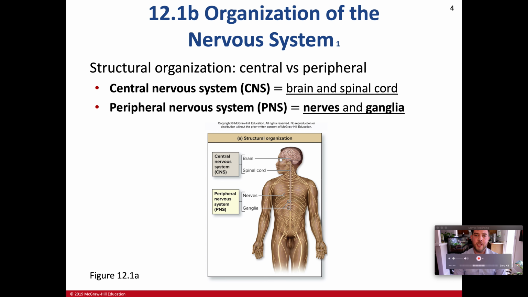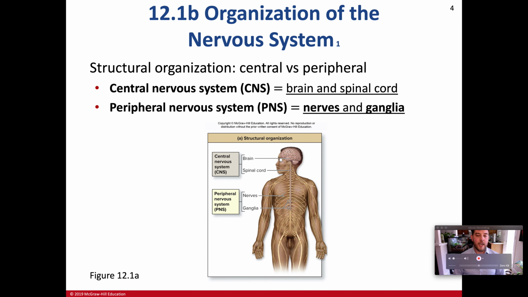This nervous system can be organized a couple different ways. Your book makes a good point though. There is only one nervous system. All of the nerves throughout your body, you only have one nervous system, even though we do divide it into different components when we talk about it. So the structural organization is central and peripheral nervous system. Your central nervous system is your brain and your spinal cord, and then your peripheral nervous system will be all of your other nerves and your ganglia.